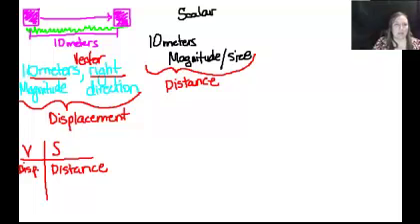Again, displacement provides us with magnitude, or size, along with direction, whereas distance only provides the magnitude, or size, of the movement. So we could either say that the box was displaced 10 meters to the right, or we could say it moved a distance of 10 meters. Okay?